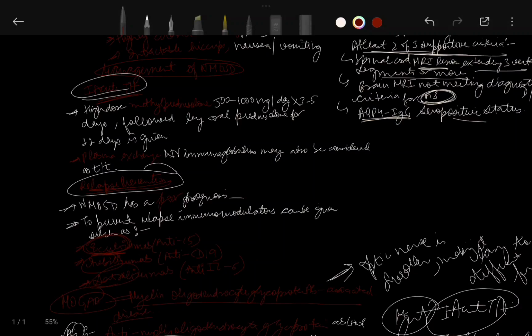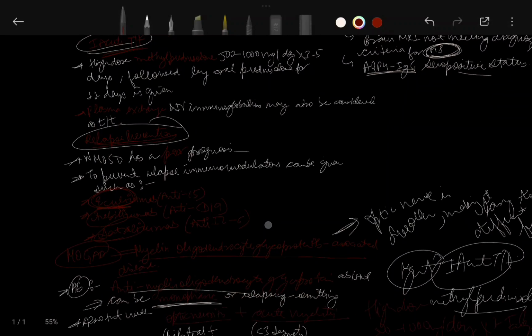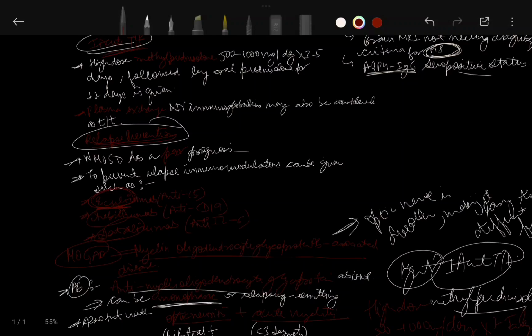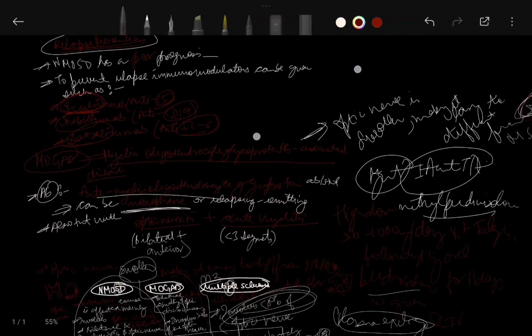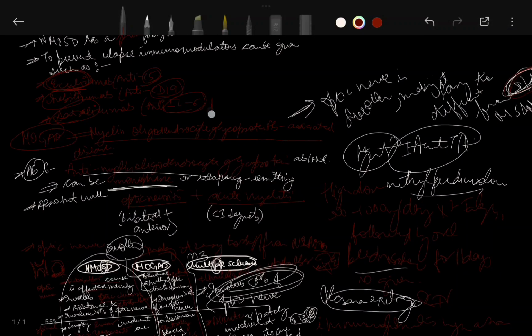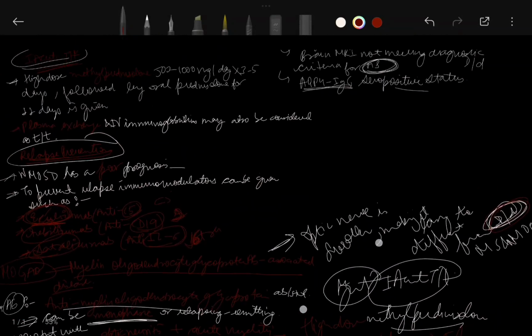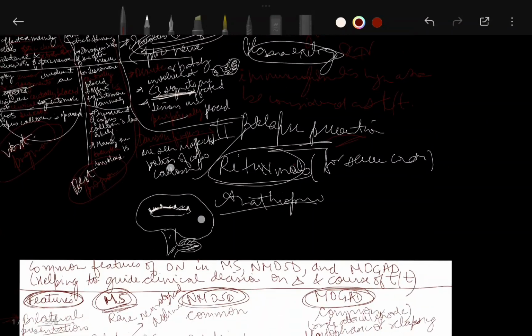Okay, acute treatment and relapse prevention. For acute treatment, high dose methylprednisolone 500 to 1000 mg for 3 to 5 days and then oral prednisolone for 11 days. Plasma exchange and IV immunoglobulins may also be considered. For relapse prevention in NMOSD, to improve prognosis: eculizumab, inebilizumab and satralizumab. Eculizumab targets C5, inebilizumab CD19 and satralizumab interleukin 6. Just remember that. Okay, that was the whole topic.